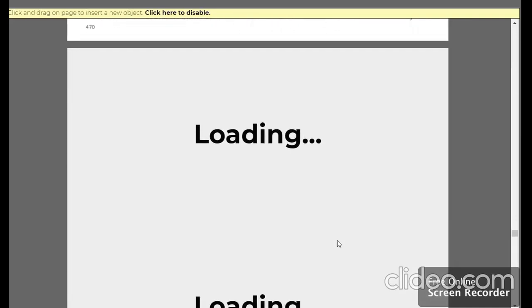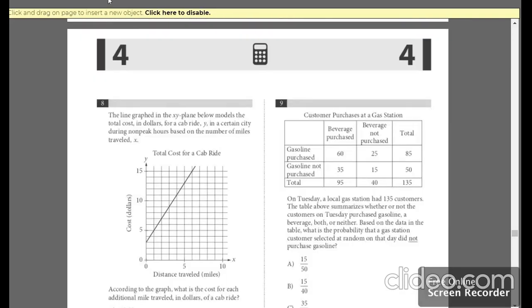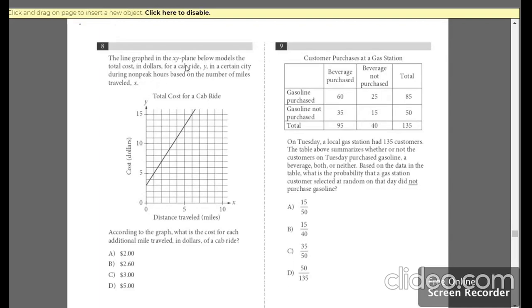Moving on to the next set of questions, question number 8. According to the graph in the XY plane, total cost is given on the vertical side, and distance traveled is on the horizontal side. It's asking what is the cost for each additional mile traveled.